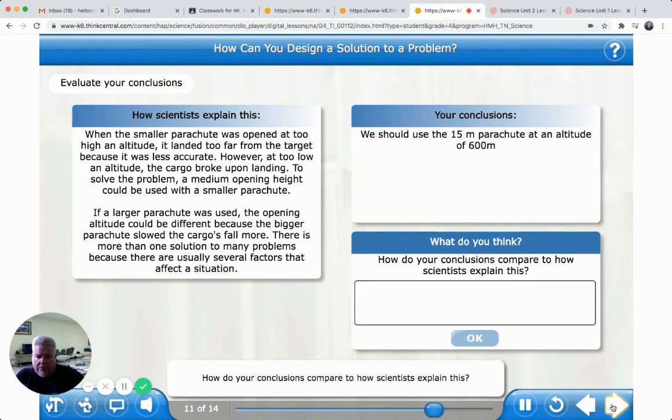How do your conclusions compare to how scientists explain this? Write your answer in the box and then click OK. We're just going to move on.